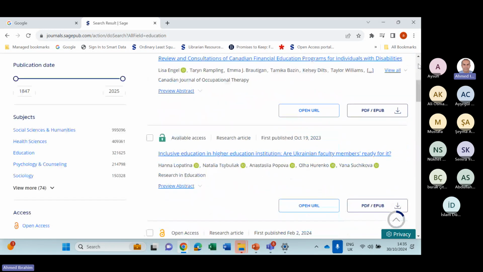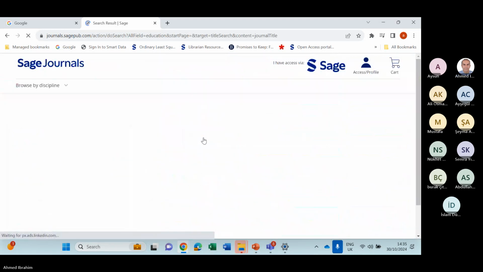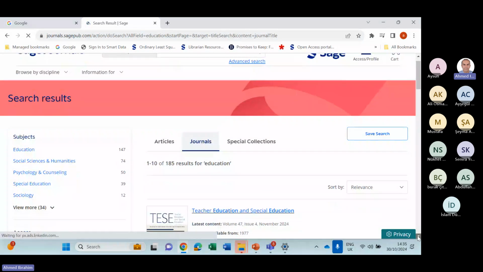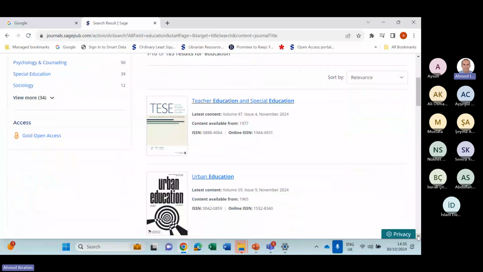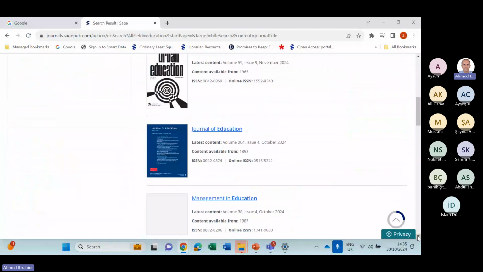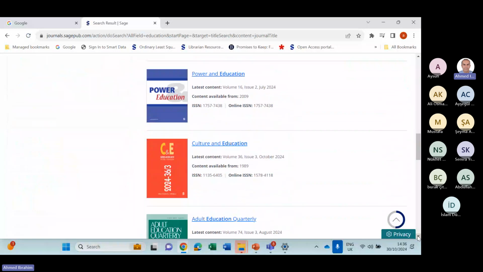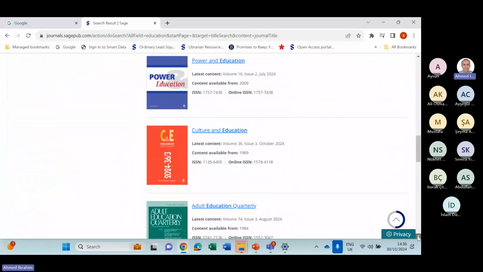You can find here the journals containing the keyword. So we have here Teacher Education and Special Education, Urban Education, Journal of Education, Management in Education, Research in Education, Power and Education, Culture and Education, and many journals containing the keyword education.